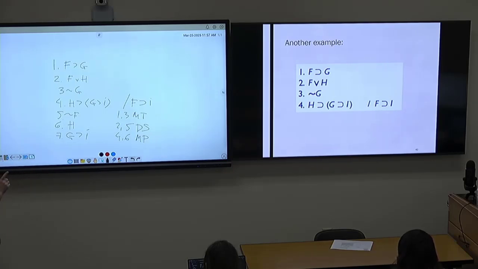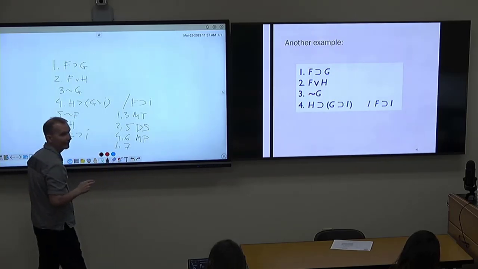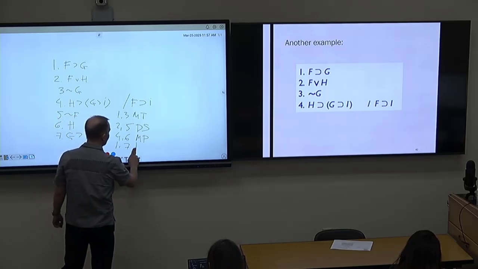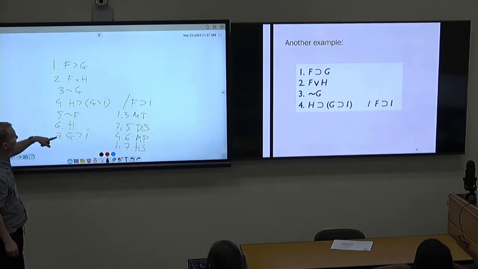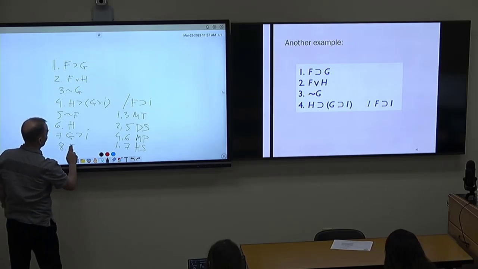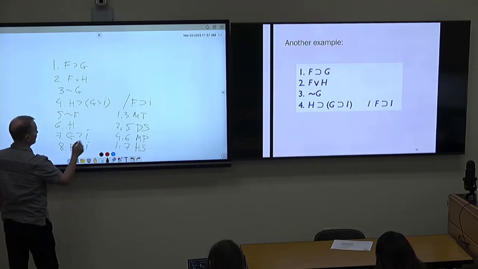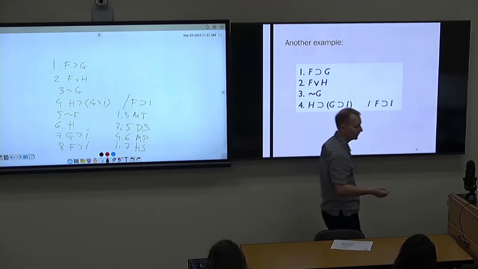But which two lines can get us there? Lines 1 and 7. And which rule? HS. HS, pure hypothetical syllogism, because here we have if F then G, here we have if G then I, and so we will have if F then I. There we go. So now we got there. Finally, we have proven the whole chain.